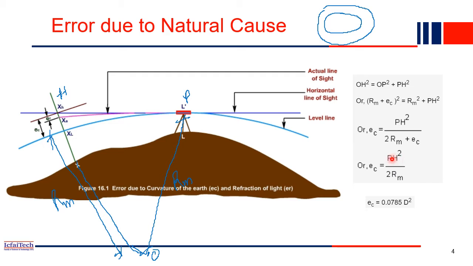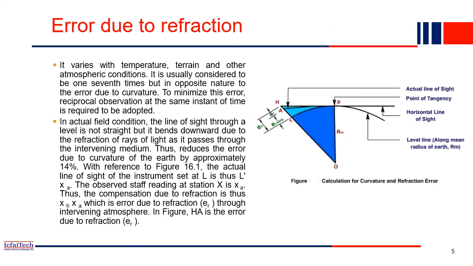And if you substitute the value of the radius of earth, which is 6370 or something you can put, this will be the simplified expression for that. So EC is the error because of curvature that is introduced.